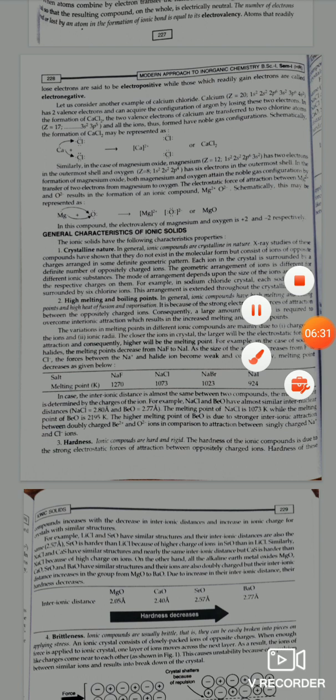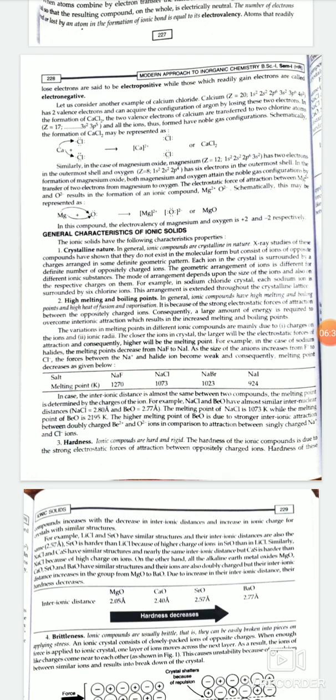Now there are some salts with their melting points. First, NaF with melting point 1270. Now second, NaCl with 1073 melting point, NaBr with 1023 melting point, and NaI with melting point 924.